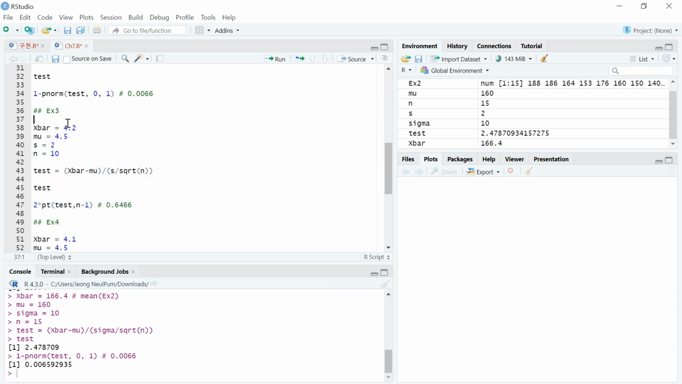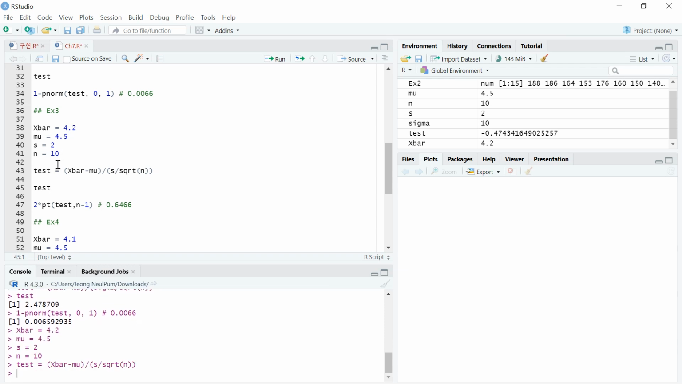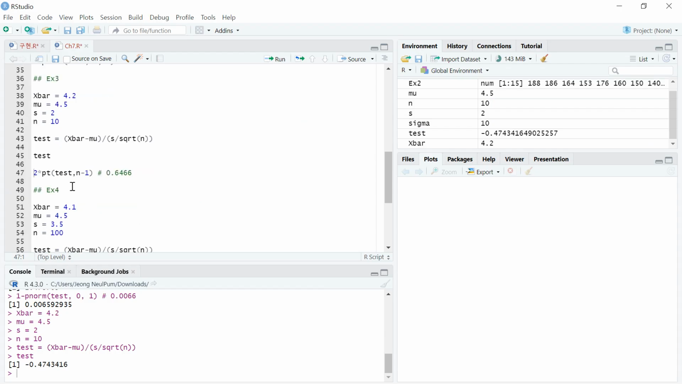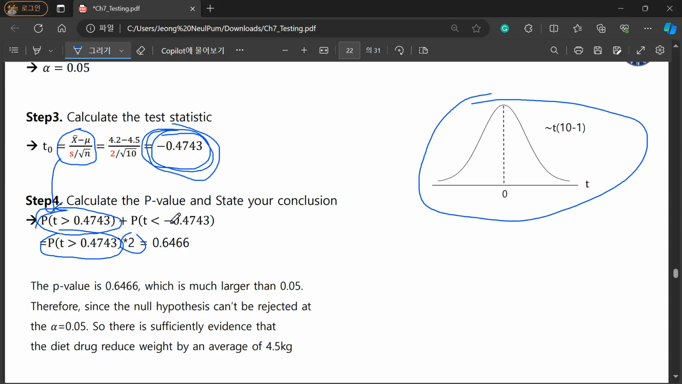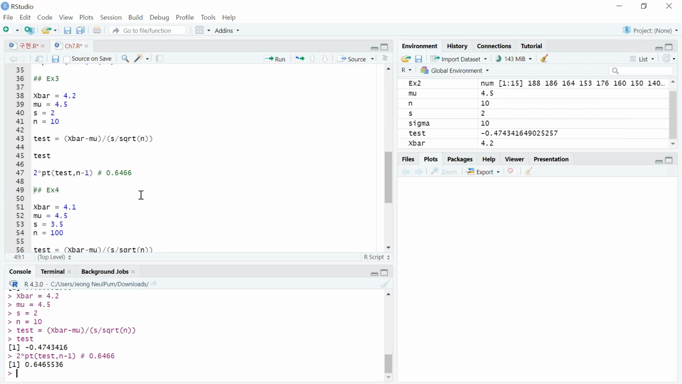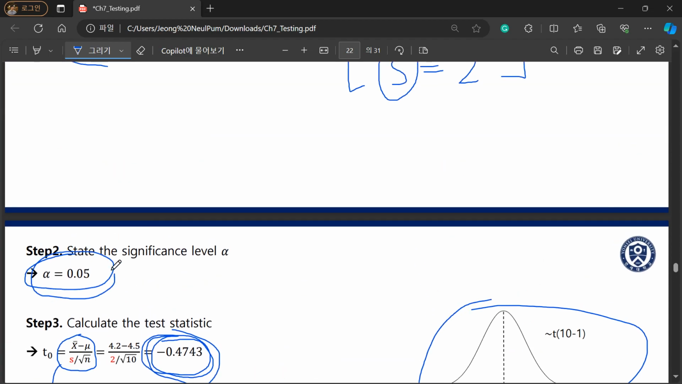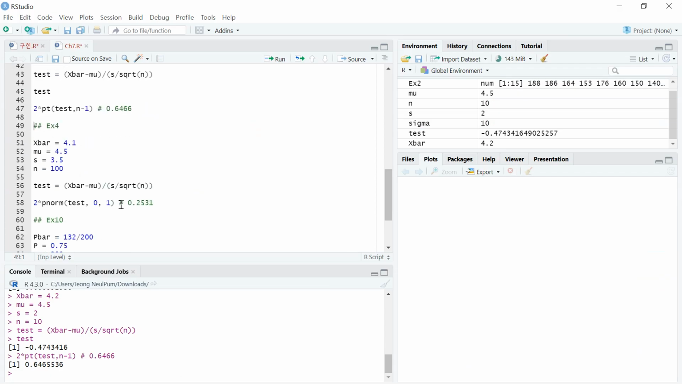After storing the value and getting the test statistic, which is minus 0.47, which is the same as this value, and then after multiplying the result of the pt function by 2, we can get the p-value as 0.64, which is the same as this one. So it says that we cannot reject the null hypothesis because the p-value is much larger than the significance level, which is 0.05. That's it.